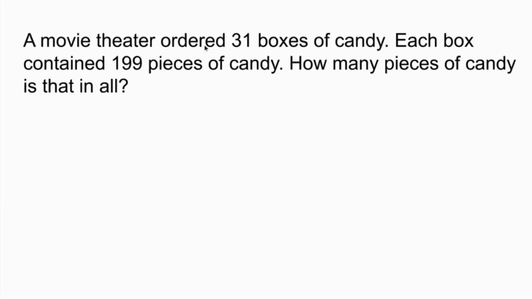A movie theater ordered 31 boxes of candy. Each box contained 199 pieces of candy. How many pieces of candy is that in all? So we're talking about 31 boxes. Each box is 199. 31 groups of 199 is multiplication. So we're going to do 31 times 199.